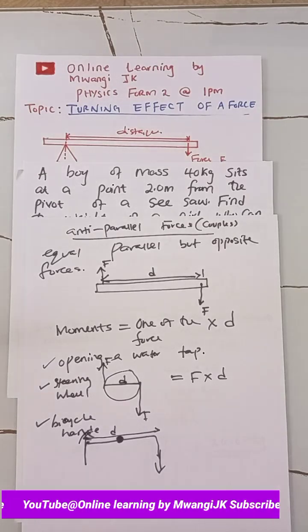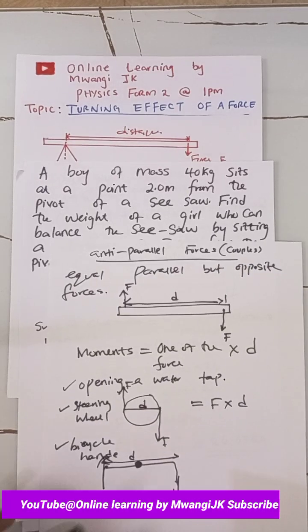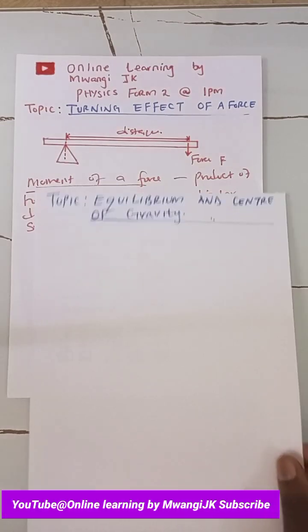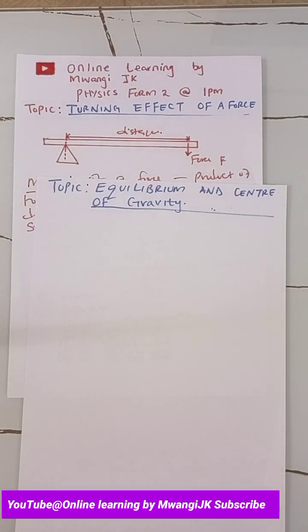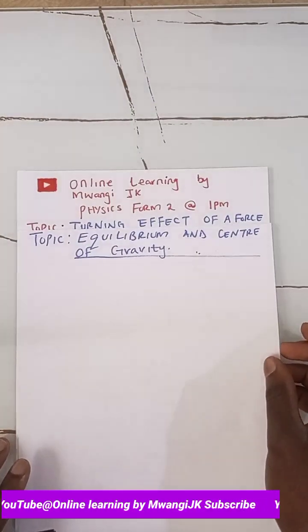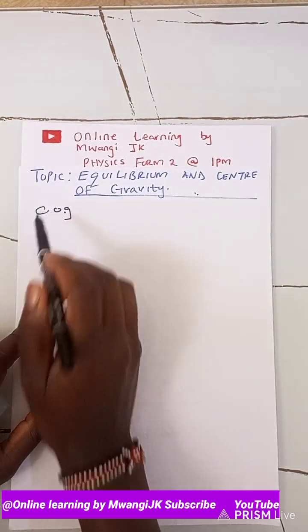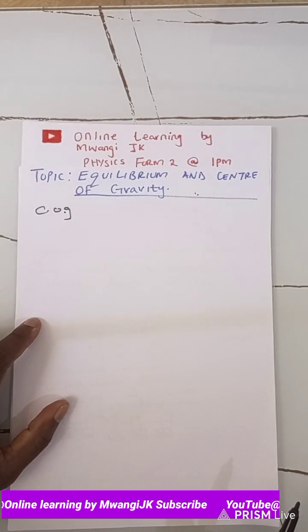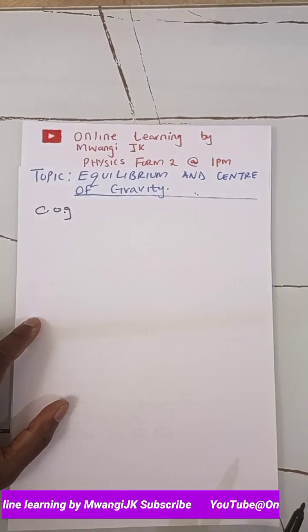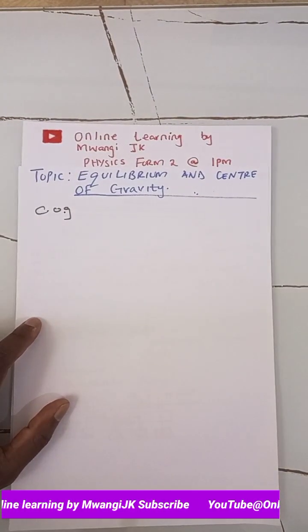There is so much related to the other topic we are about to discuss: equilibrium and center of gravity. Under equilibrium and center of gravity, we talk about similar things to the turning effect of a force. We talk about the center of gravity, which we abbreviate as COG. The center of gravity of a body is where the whole weight of a body appears to act.